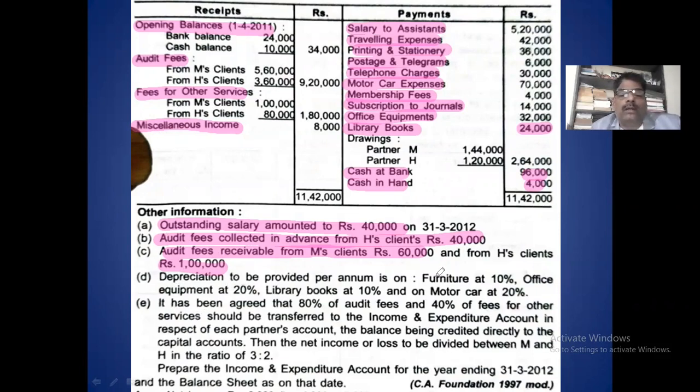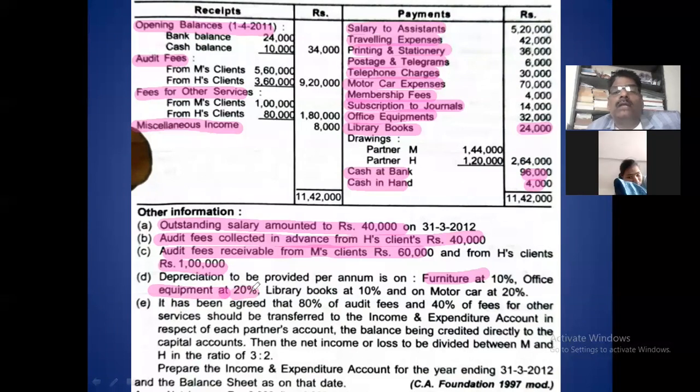The next is depreciation. Depreciation provided for furniture 10%. On the opening balance of furniture, you make 10%. On equipment 20%. There are 2 equipments. One is in the opening balance sheet; on that you have to calculate 20%.